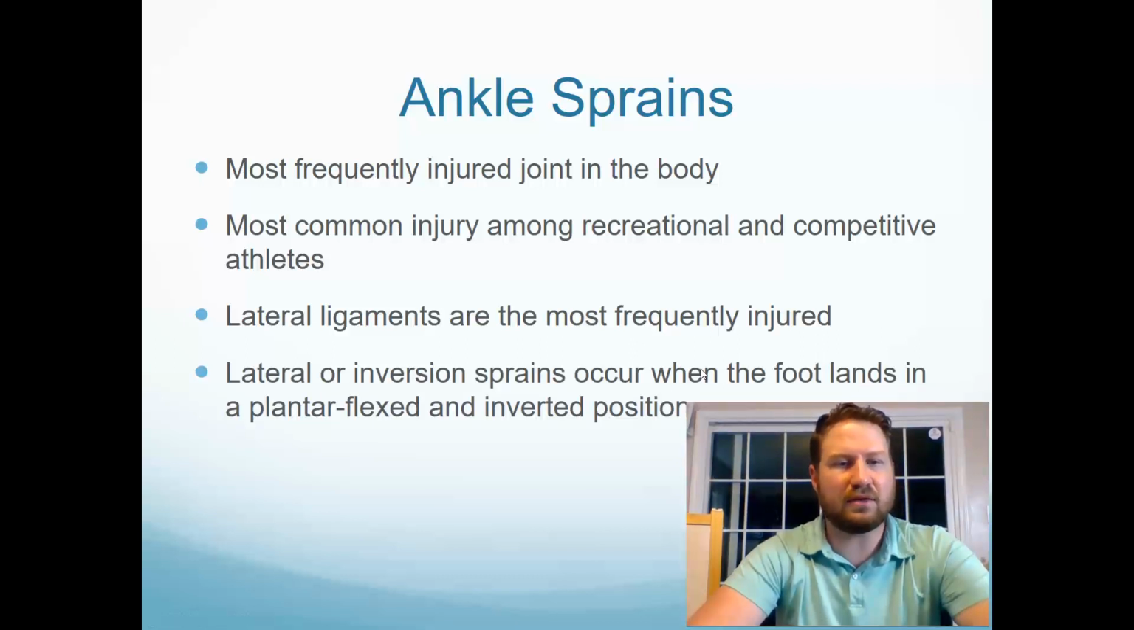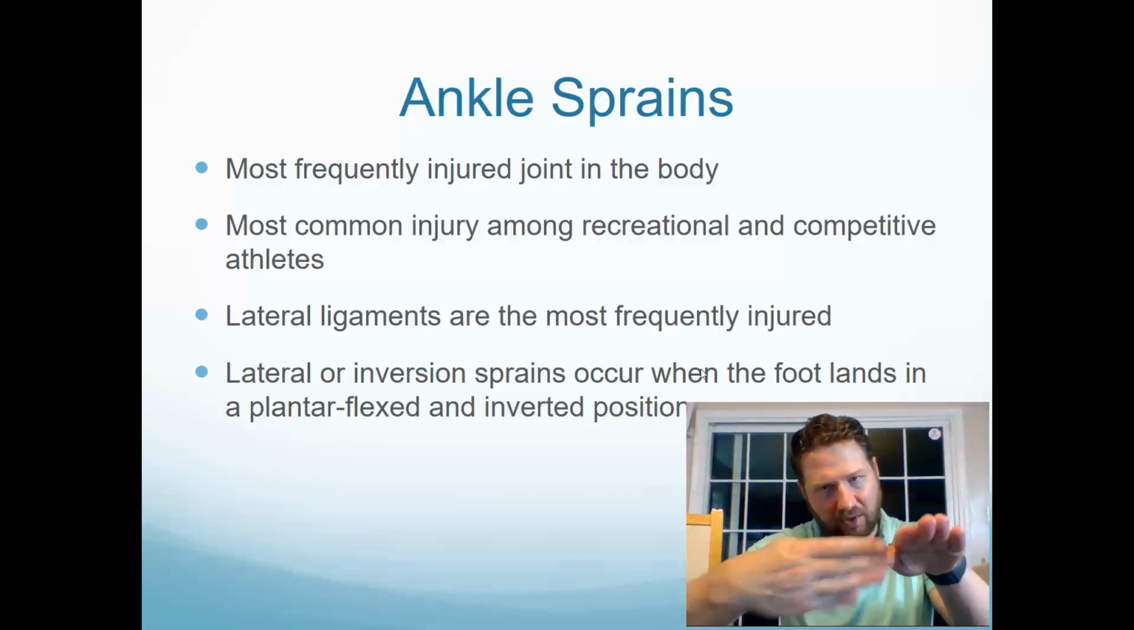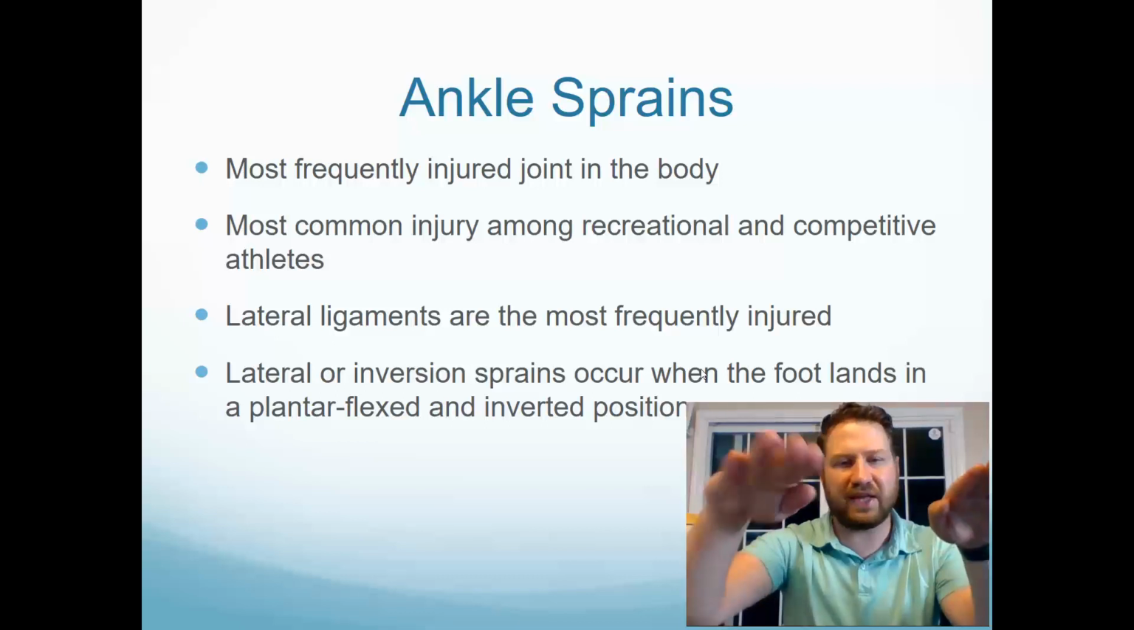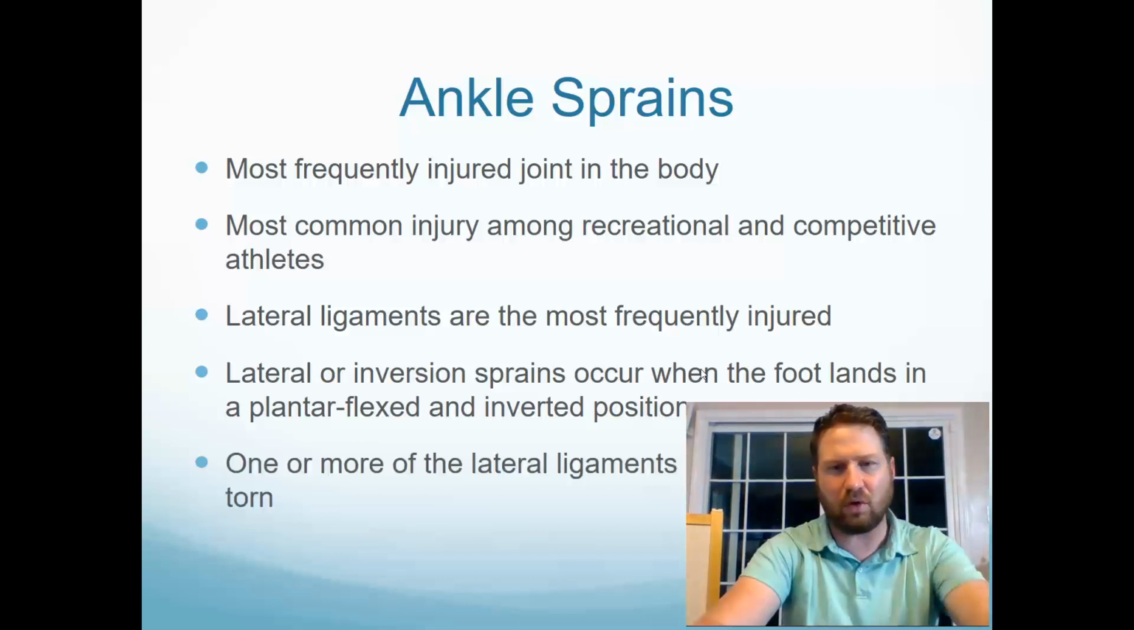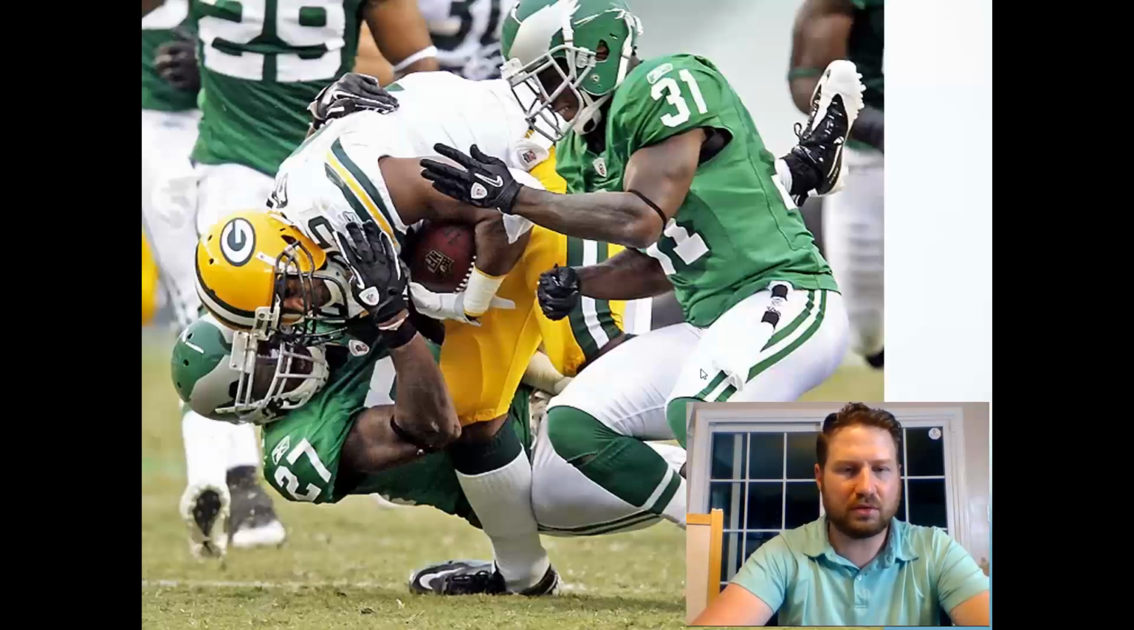Okay. Lateral or inversion sprains, where those toes go in and kind of wrap around, occur when the foot lands in a plantar flexed, inverted position, and then it just kind of rolls over because of that lack of stability. Okay. One or more of the 3 lateral ligaments may be stretched or torn, and this follows the grades 1 through 3, where grade 1 is just a few tears, grade 2 is a moderate amount of tears, and grade 3 is a full rupture.